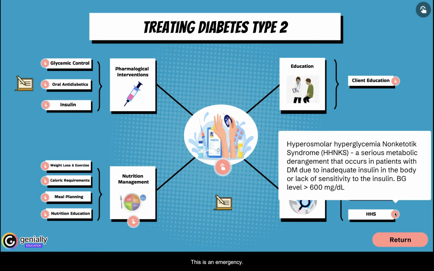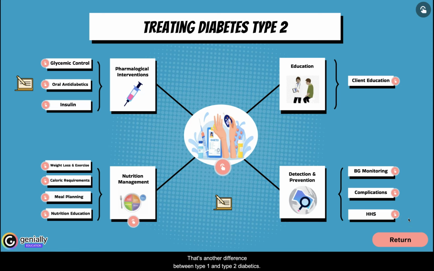This is an emergency. In type 1, we mentioned that they get DKA, diabetic ketoacidosis, right? With type 2s, they usually get HHNKS. That's another difference between type 1 and type 2 diabetics.